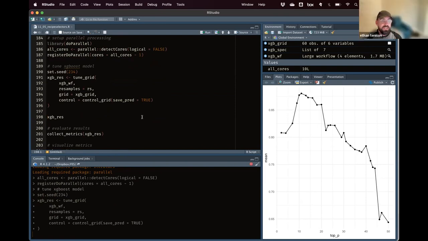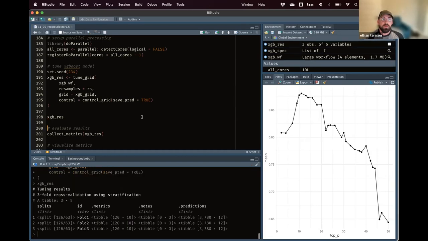A thousand is a lot of trees, I saw. Yeah, but with XGBoost it's fairly reasonable. It handles the number of trees very well. If you get 5,000 or 6,000, that's way more. Okay, so it's stopped running. Good.